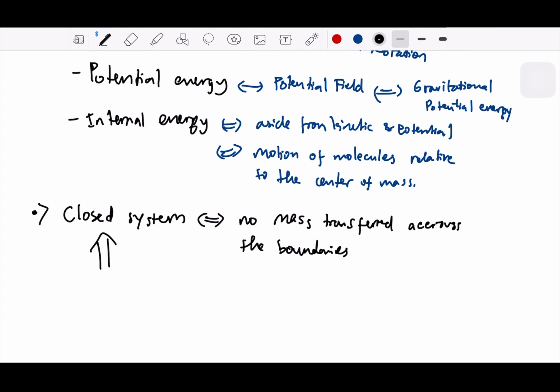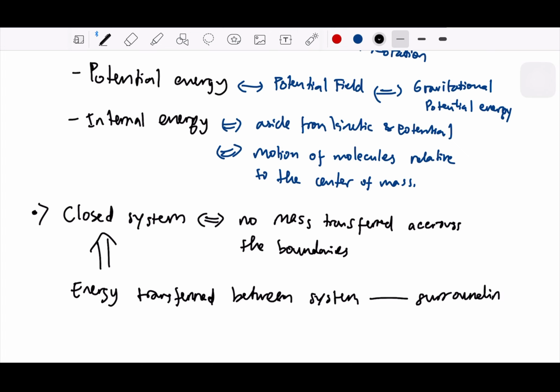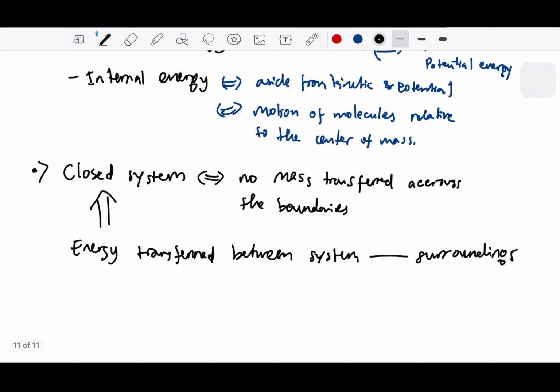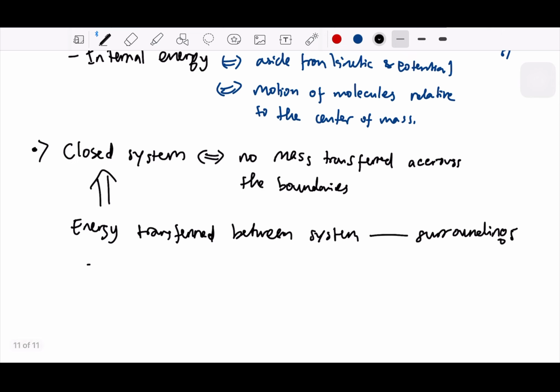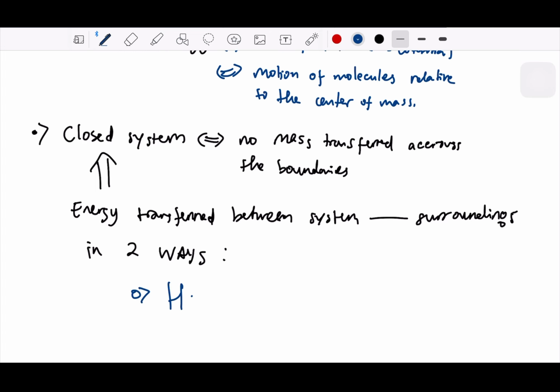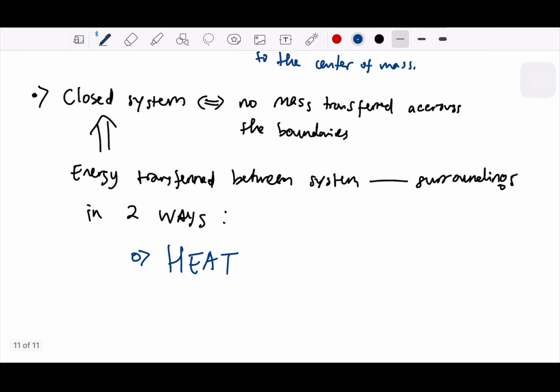And from here, we can write that energy is transferred between system and surroundings in two ways. First, we can transfer as heat, okay, and second, we can transfer as work.